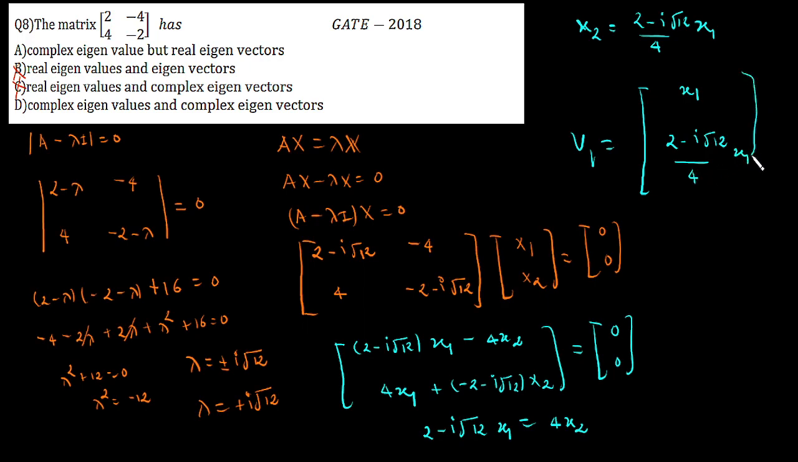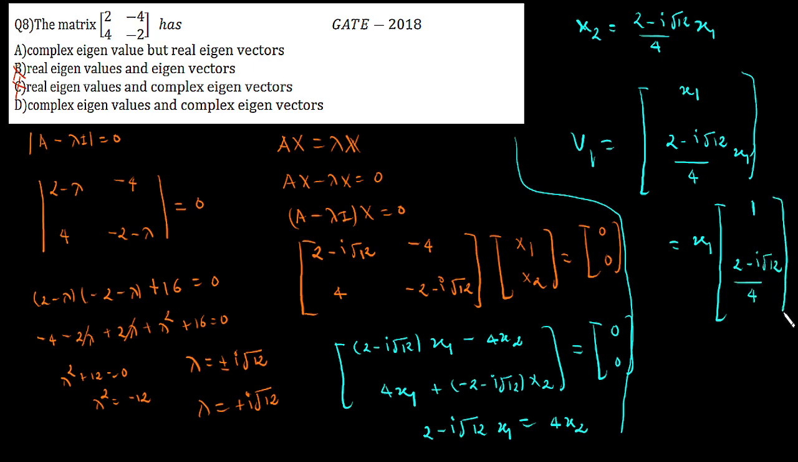Now here this x1 is common, so I can take it common from this vector. So I can write x1 multiplied with this vector. Here the value is 1 and here the value will be this. So now we have found the first eigenvector.